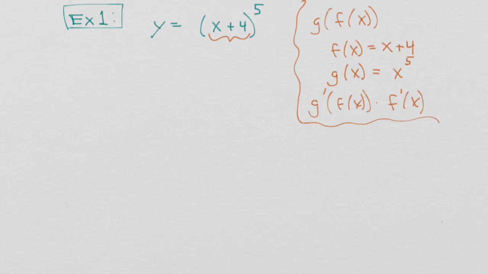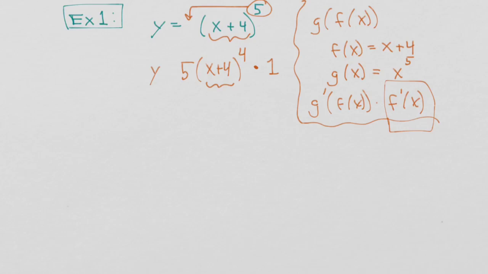So here we go. We're going to take the derivative of the outside. So we've got a power rule. We're going to bring the 5 out front, and I'm going to raise my new power to the power of 4. And this is the derivative of the outside, and it's got to be evaluated at the inside. And now I'm going to multiply this by the derivative of what's inside. So now this is my f prime of x part. I look at what's inside and I say, what is the derivative of x plus 4? And the answer is simply 1. So y prime is equal to 5 times (x plus 4) to the power of 4.